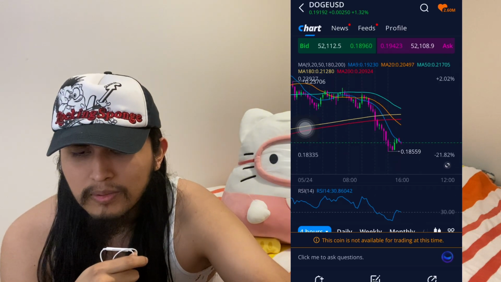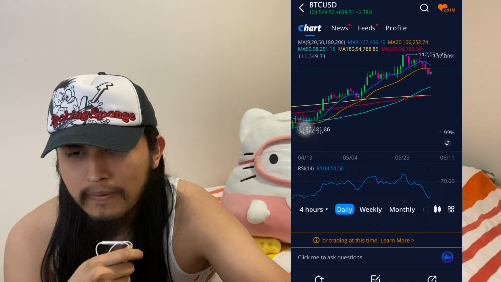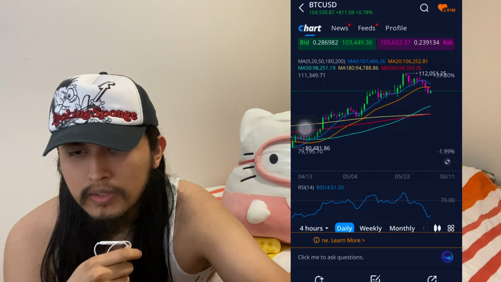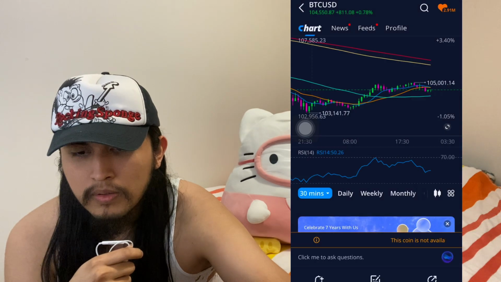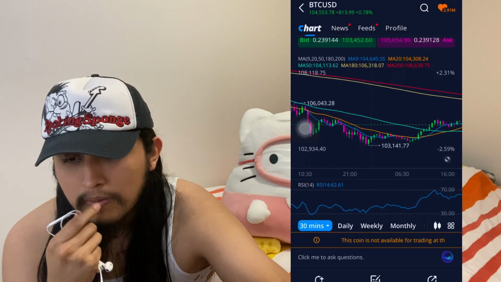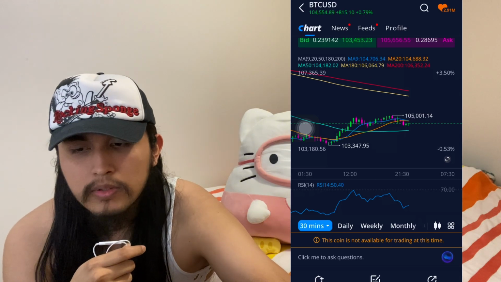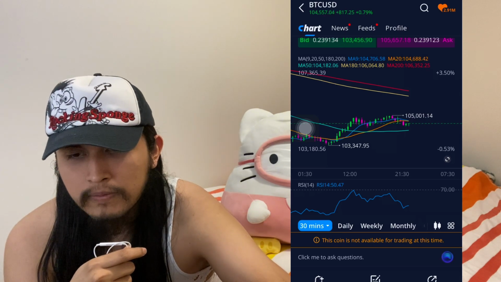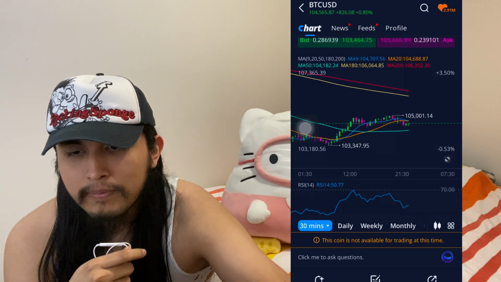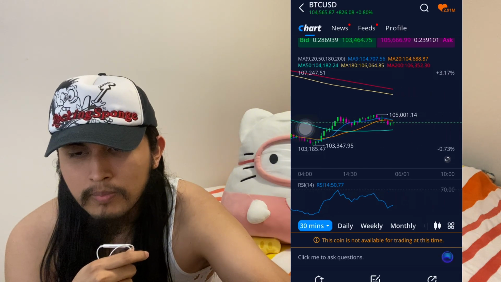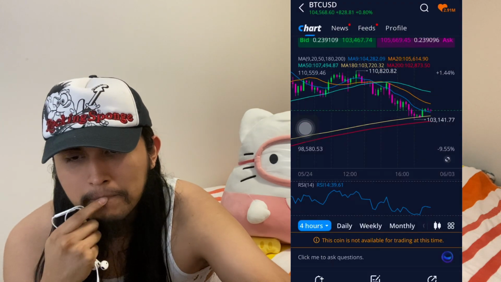So looking at Bitcoin on the daily chart, it is below the 20-day moving average. On the 30-minute time chart, I feel like Bitcoin could go into a bearish trend if the 9-day moving average crosses below the 20-day moving average. But then again, I feel like it's in a bearish trend right now, but let's see on the 4-hour time chart.